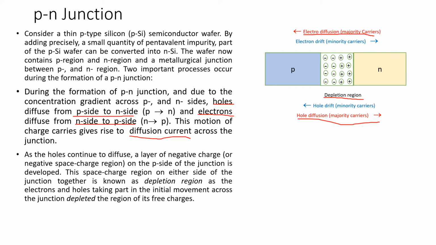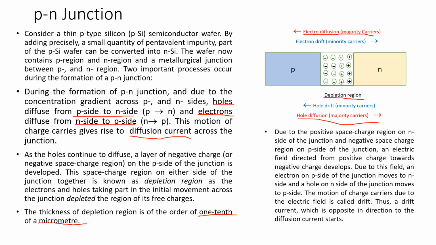The electrons and holes taking part in the initial movement across the junction deplete the region of free charges. They have reduced the region of free charges. The thickness of the depletion region is of the order of 1/10 of a micrometer, which is very small. This is the depletion region.